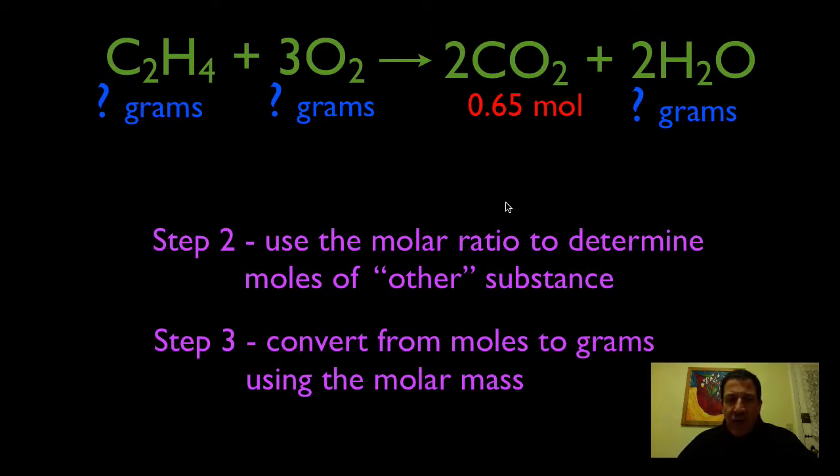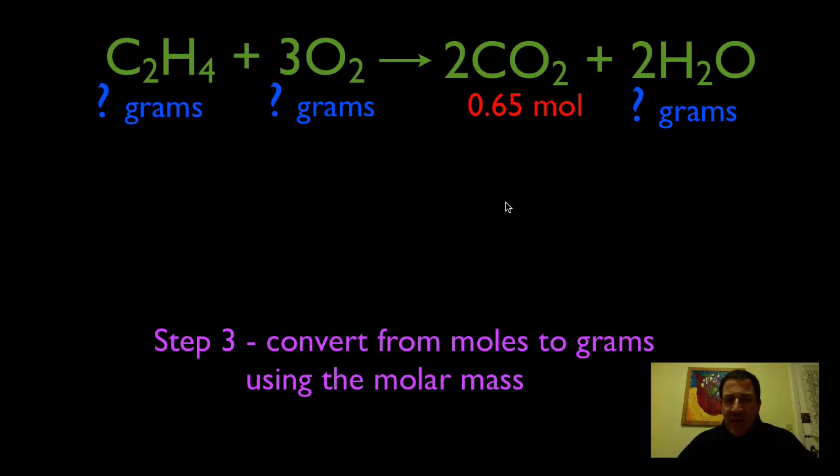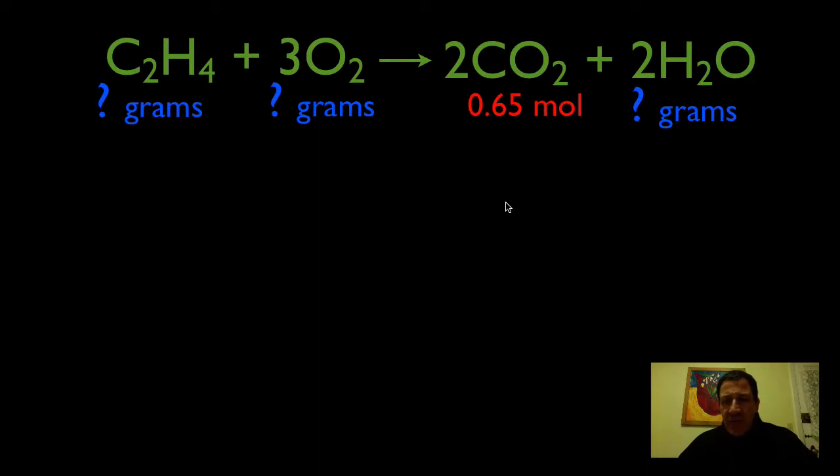So as I said, we're not going to do step 1. We're only going to use, in this case, step 2, the molar ratio, and step 3, converting from moles to grams, using the molar mass. Okay, so let's just get started. The first thing we're always going to do is write down the moles of the substance that we've been given. We were given moles, so we don't need to do step 1, which is converting from grams to moles. And it's good to write down the number, the unit, and the chemical formula.